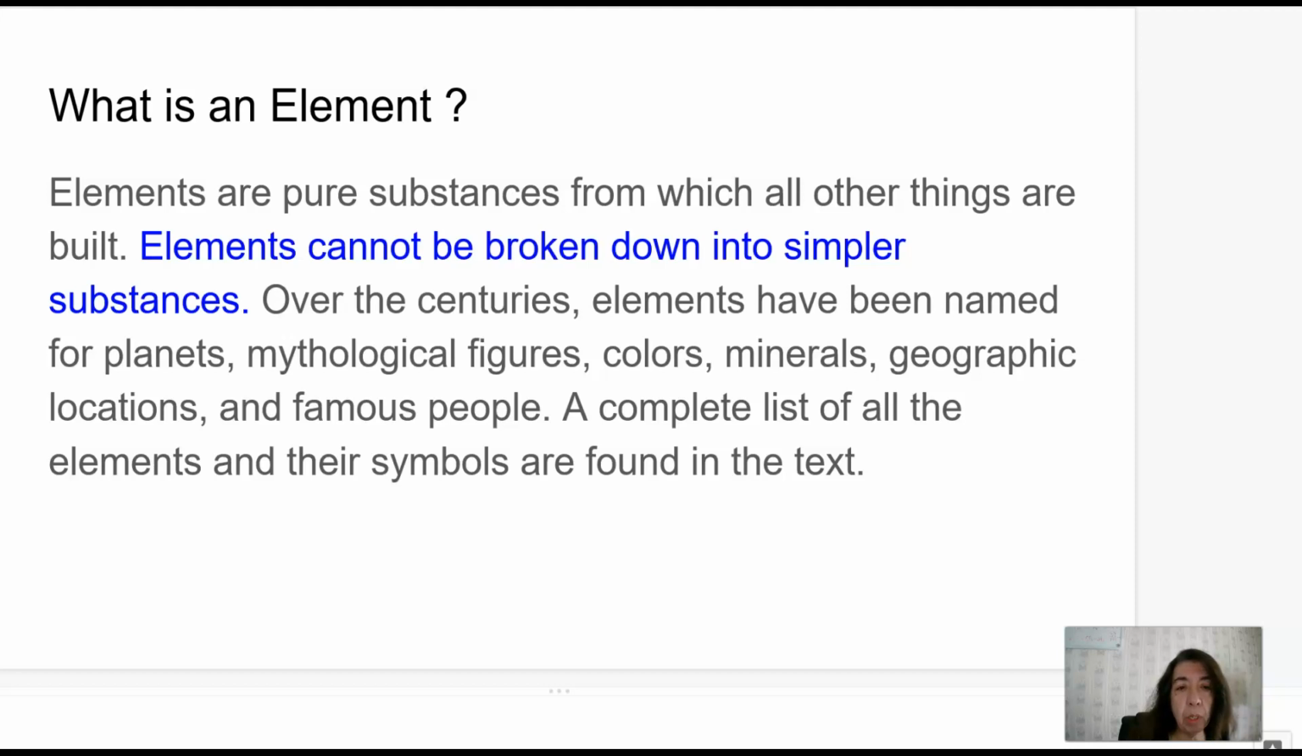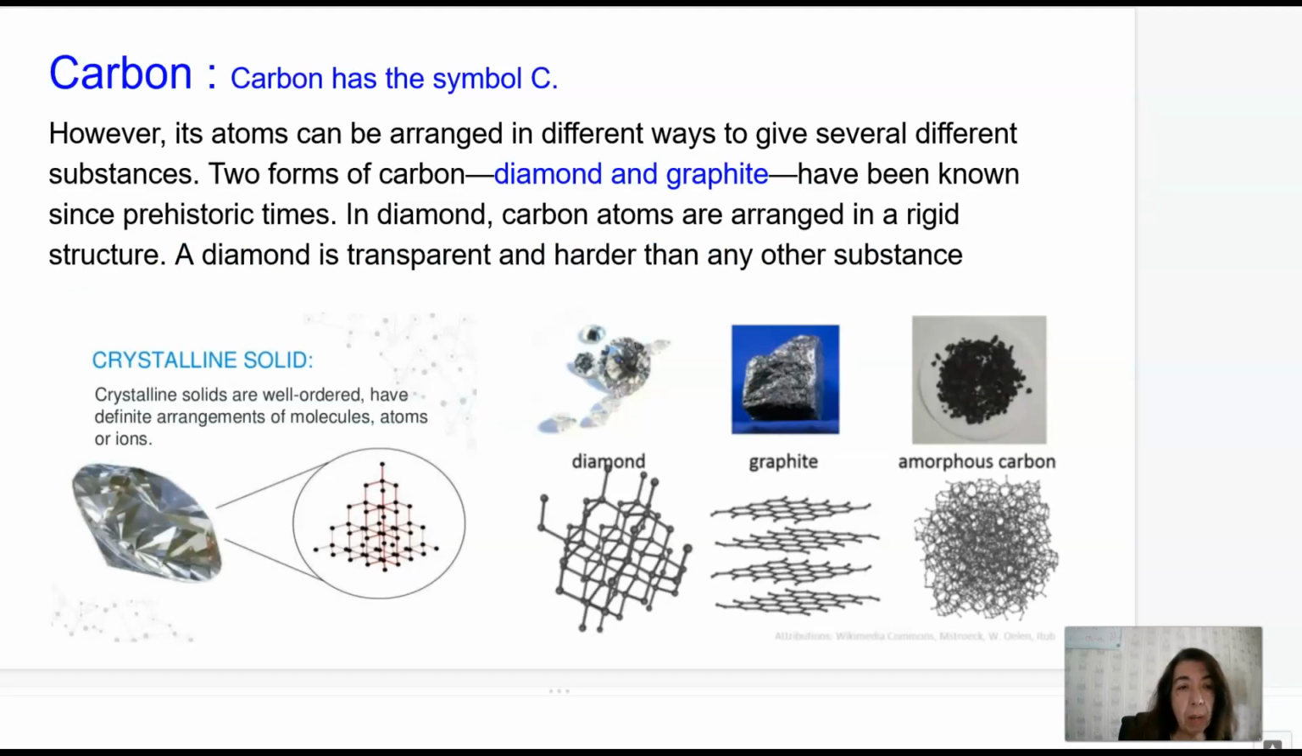An element is a pure substance from which all other things are built that cannot be broken down into simpler substances. Over the centuries, elements have been named for planets, mythological figures, different colors, geographic locations, famous people, people who invented them, universities where they were invented. There are a variety of different names. And a complete list of all the elements and their symbols are found in the textbook and, of course, on the periodic table.